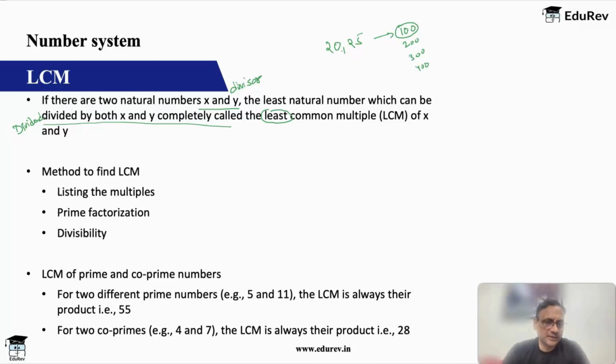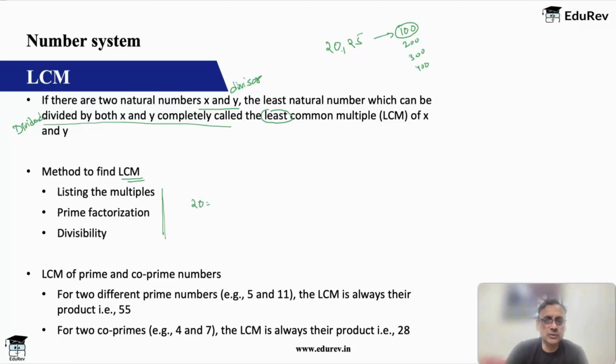There are three methods of finding the LCM. First method is listing the multiples. Second method is prime factorization. Third method is divisibility. Let's look at all three of them. Prime factorization first, because that is what we did in HCF also. Same method works here also.